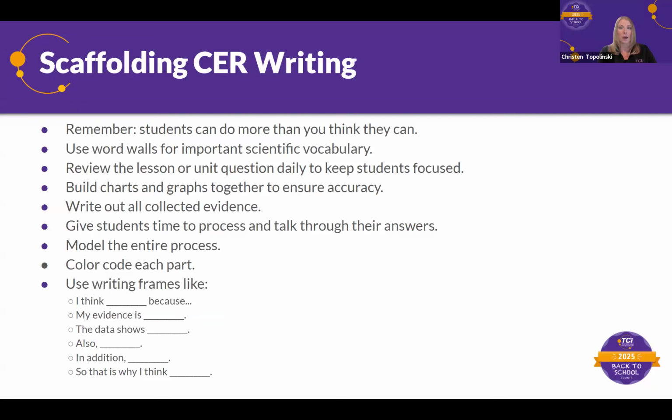So the first thing that I always want to remember is that they can do more than we think they can. So setting a high bar for them and a high expectation and really asking them to hit that expectation is one of the key components when you're doing claim evidence reasoning writing. You've got to expect them to do more. And that's really key. And then the second one is using those word walls for important scientific vocabulary.